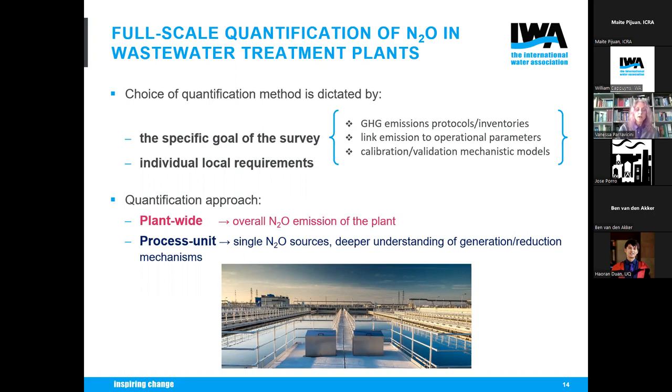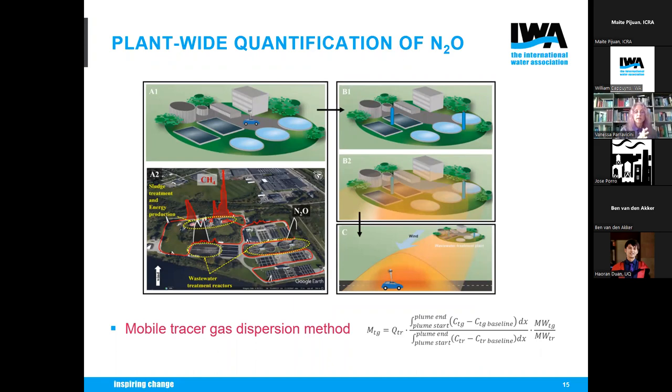of the method. Quantifying methods can be classified into plant-wide and process unit measurement approaches. Plant-wide quantification enables the determination of the overall N2O emission at the plant, including sources that might be missed when using a process unit method or might not be accessible. In contrast, the process unit approach identifies and quantifies single N2O emission sources, allowing a much deeper understanding of the mechanisms of the N2O production and emission and how they are linked to the process parameters.